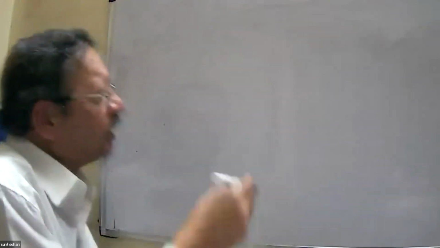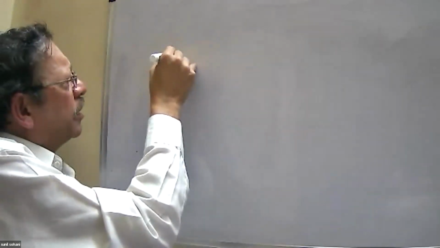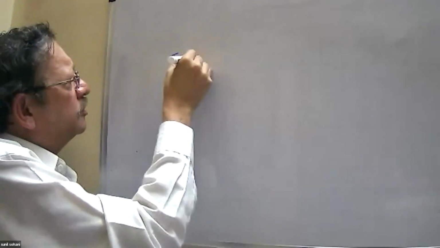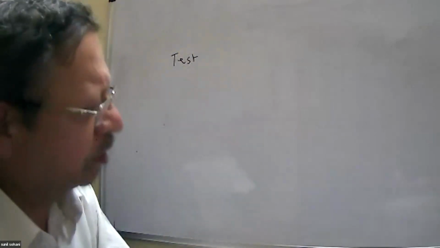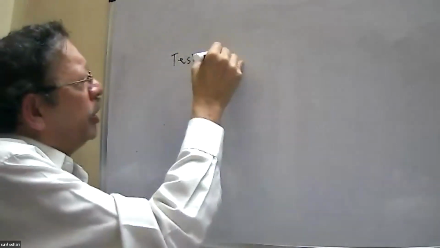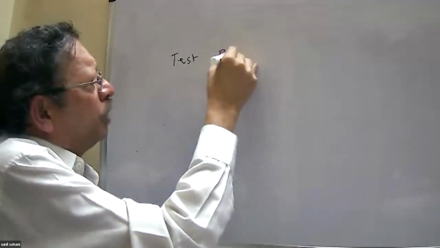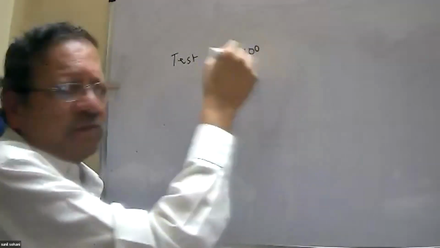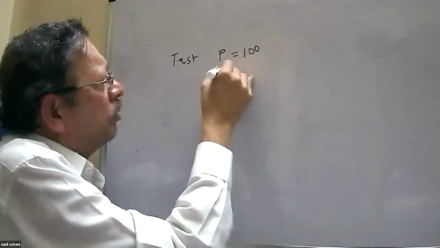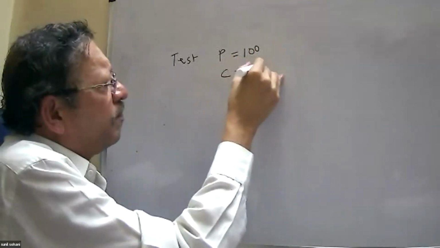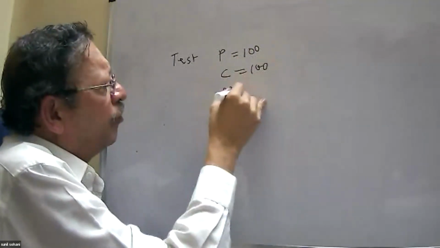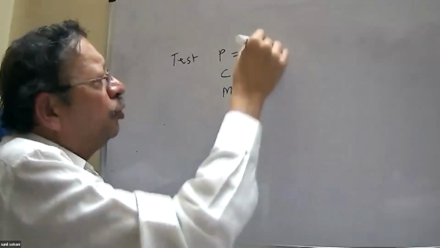Now coming for the real test. Basically, every test you take on Sundays, you have to follow this solving pattern. Point number one: if you get 100 in physics, you get 100 in chemistry, and you get only 15 in maths, then you are failed.